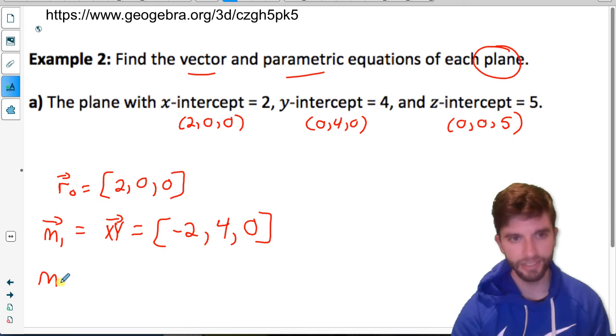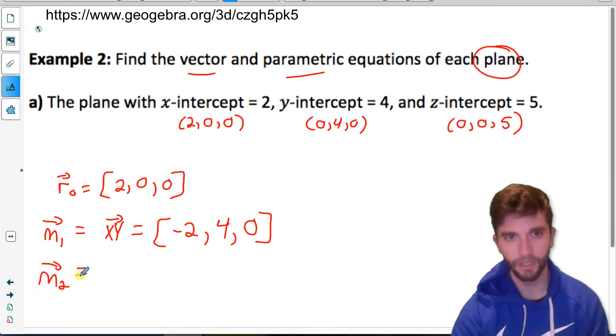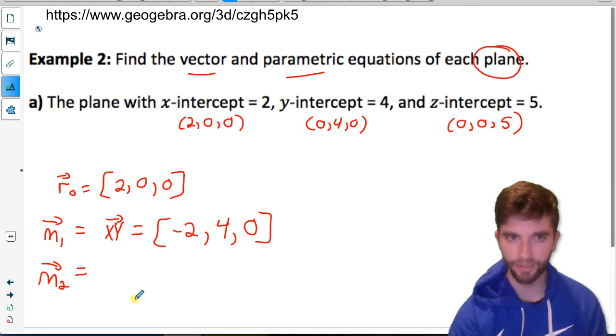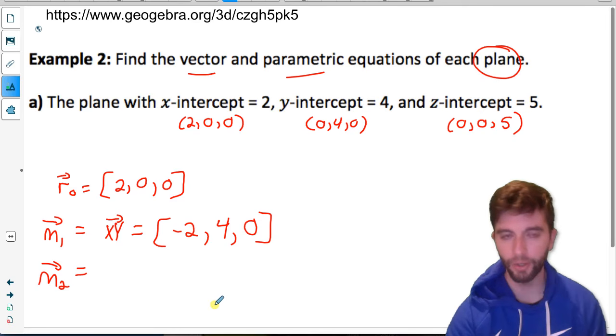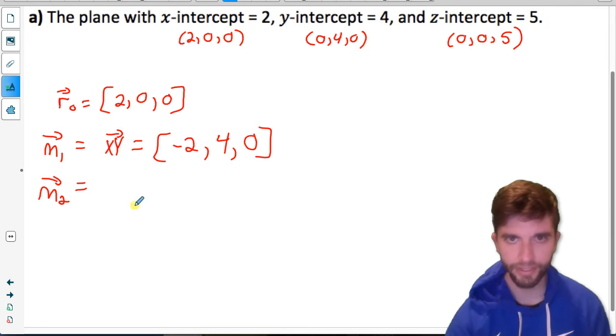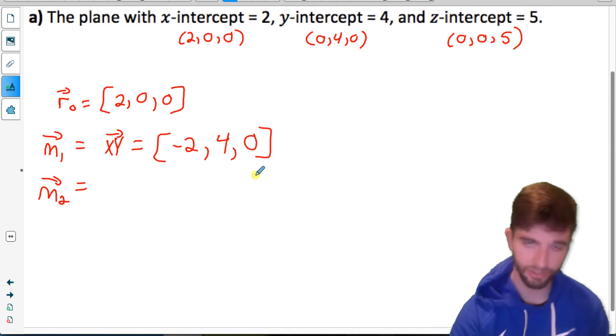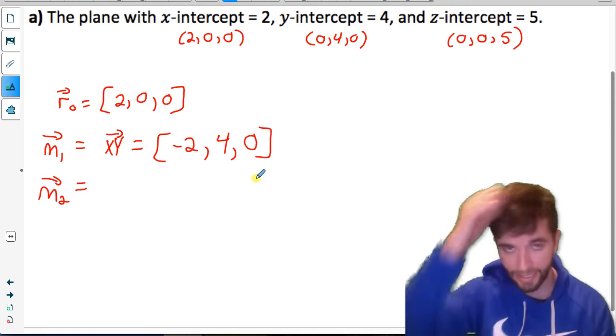And now to get my second direction vector, I do the same thing, but to connect a different pair of points. I can't do vector yx now because that would be collinear with xy. I need a non-collinear direction vector. I need another direction vector that is not collinear with the first one. So I could do xz, zx, yz, or zy. I just can't do yx.